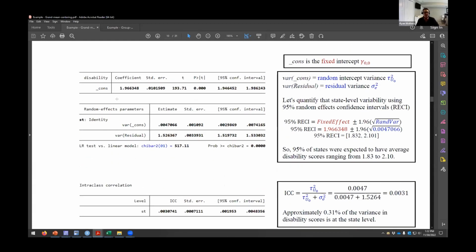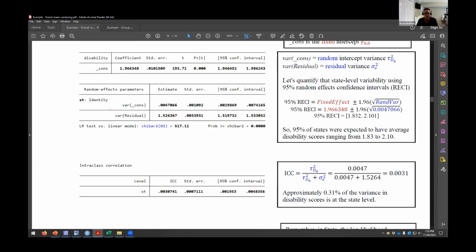So here is our disability outcome. Again, disability underscore cons is our fixed intercept. Our fixed intercept is still 1.966. So on average, the groups have a mean disability score of 1.966. What we really care about when we're estimating the ICC is our random effects parameters. The variance of our constant, random intercept variance, is 0.005. Now you can see where this came from in our lecture slides. But 0.0047, and residual variance at level 1 is 1.5263.